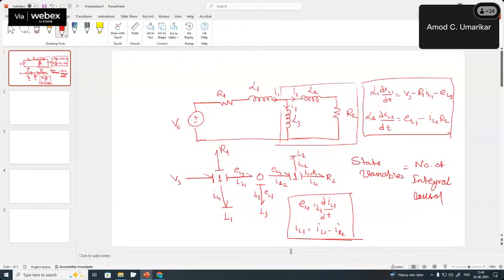Are you getting my point? But you can conclude here that there will be only two. This is a second order system, right? Because there are only two state variables. Clear?